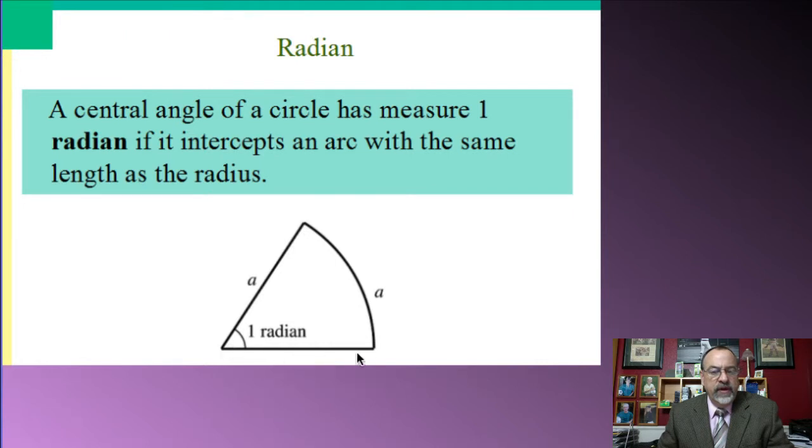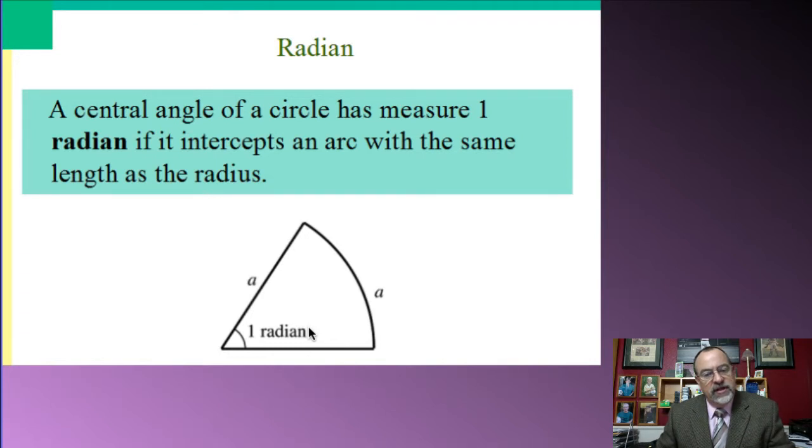So if the radius of a circle and another radius of the circle intercept an arc that's the same length as the radius, then the measure of the angle that's created is 1 radian. Well, the next question would be, how many radians are in a circle? We know there's 360 degrees in a circle, but how many radians?